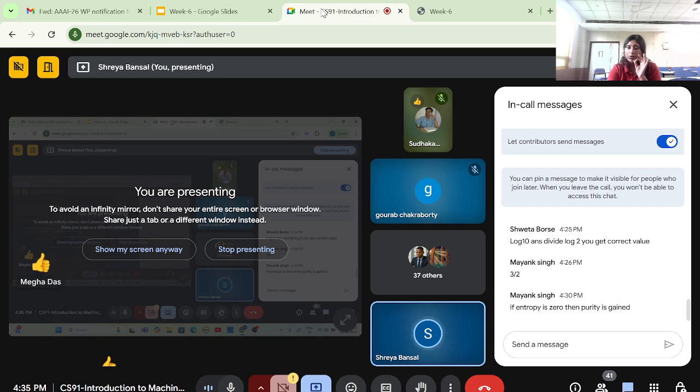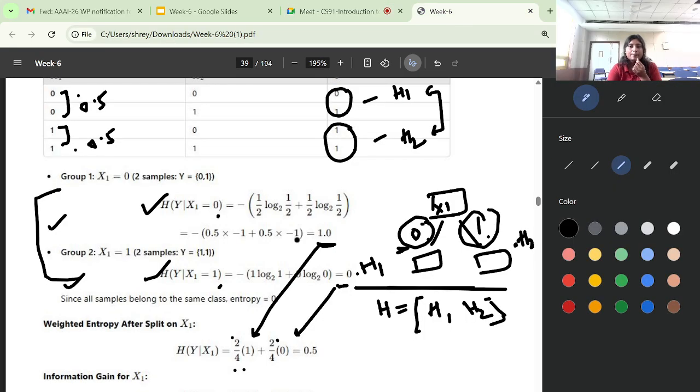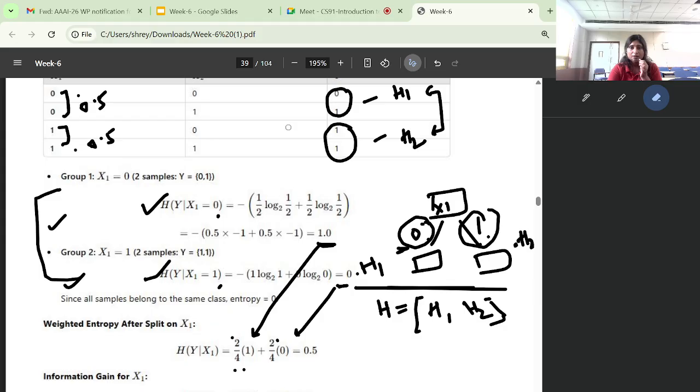If entropy is 0, purity is gained. Yes, obviously. So we don't have to split the attribute where the entropy is 0. It means we achieved the purity. Okay, so similarly in this way, let me just erase all this.